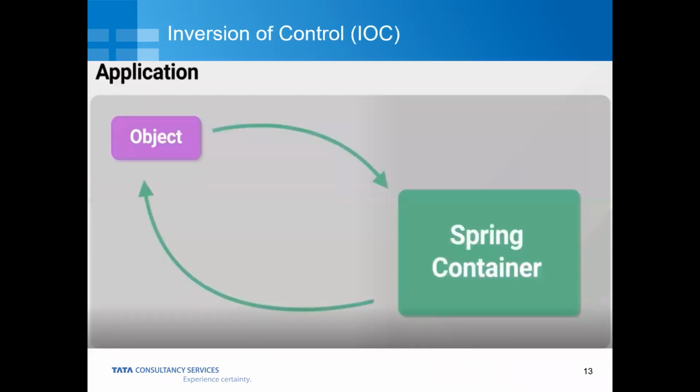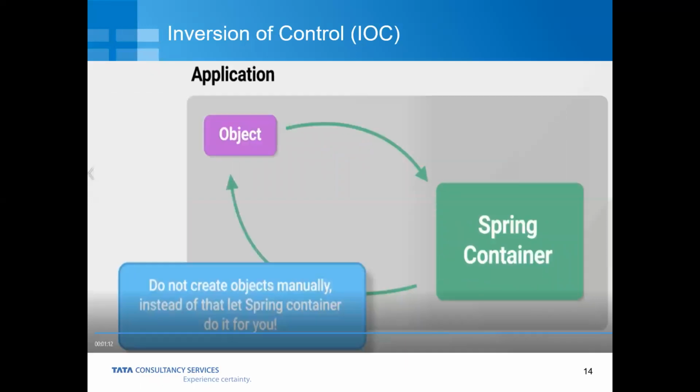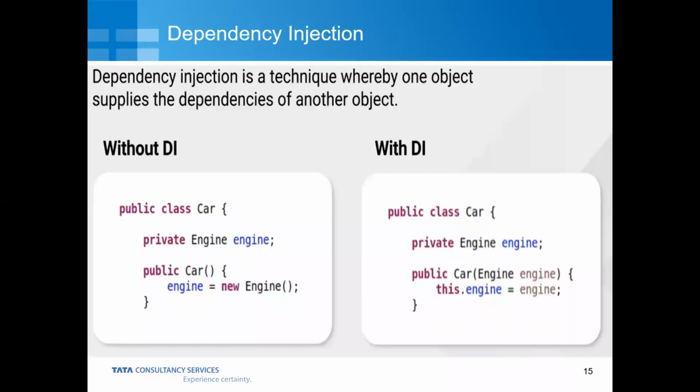Okay, next, this is the actual picture of the Spring container creating the object. Just a small example. Earlier we created the object like this. We are creating a car object, and the car instantiates the engine object. So we create the object with new.